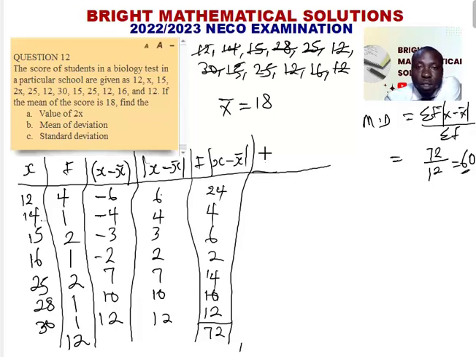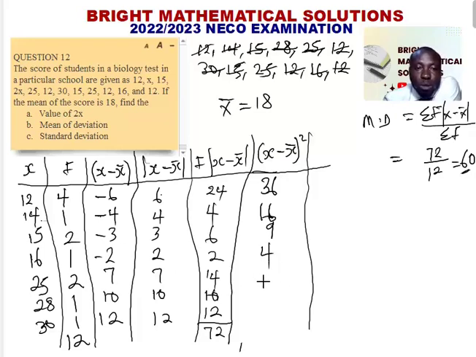For the standard deviation, we're going to find x minus x bar raised to power 2. So minus 6 raised to power 2, that's 36. Minus 4 raised to power 2, that's 16. Minus 3 raised to power 2, that's 9. Minus 2 raised to power 2, that's 4. 7 raised to power 2, that's 49. 10 raised to power 2, that's 100. 12 raised to power 2, that's 144.